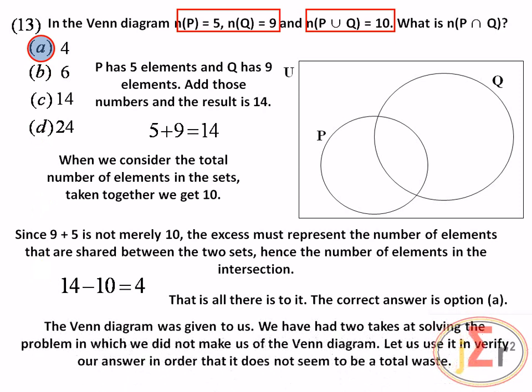The Venn diagram was given to us, and we have had two takes at solving the problem in which we did not make use of the Venn diagram. Let us use it in verifying our answer, so that it does not seem to be a total waste. Maybe the Venn diagram was given to us to test our answer, or maybe so that we could use another method in solving the problem.